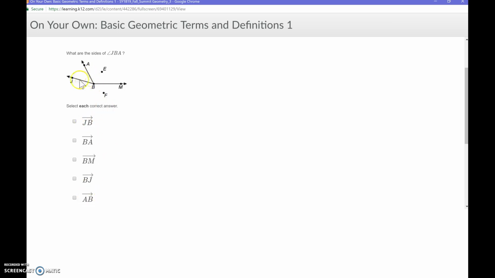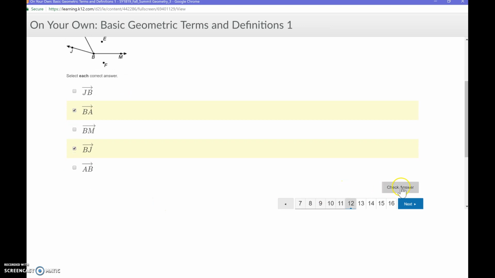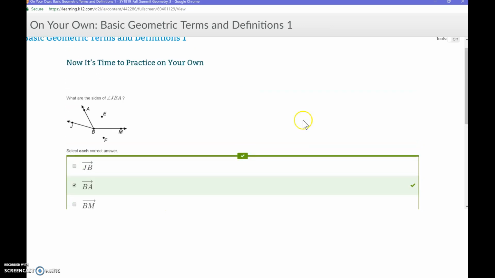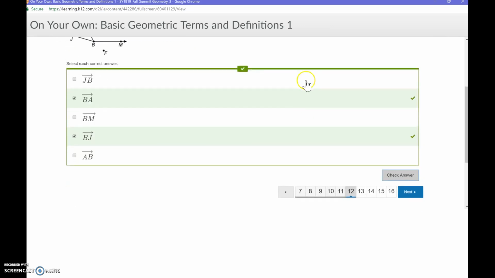So endpoint B and then goes to J. So we have BJ. And then endpoint B and goes to A. So we have BA. BM is the one that goes out here. That's not a part of this angle. So let's make sure we're correct. And we are. Excellent.